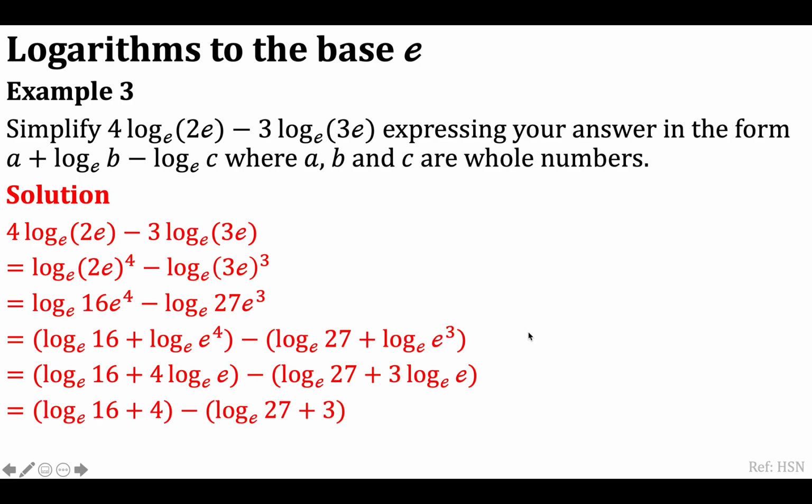So I've got log to the base e of 16 plus 4 minus log to the base e of 27 plus 3. And it's starting to get to the stage where I was asked to express my answer in a certain form, and it's starting to look like that. So 4 minus 3 is 1, and I've got my log to the base e of 16, and I've got minus log to the base e of 27. So I have now expressed it in the form it is asked for, and I can see that a, b and c are whole numbers, so I have absolutely satisfied the conditions of the question.